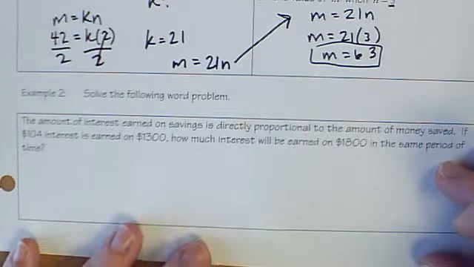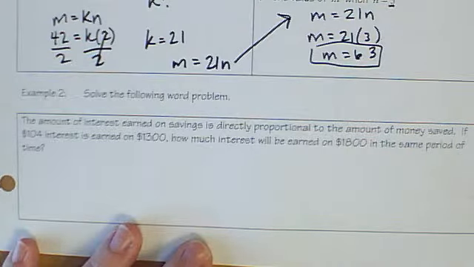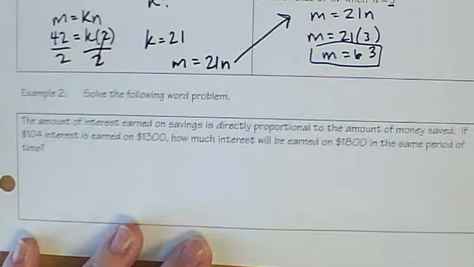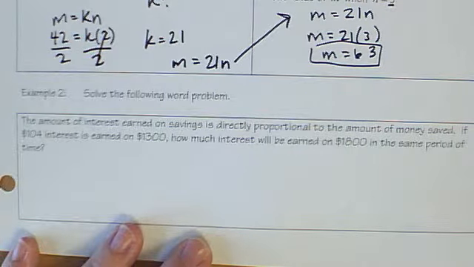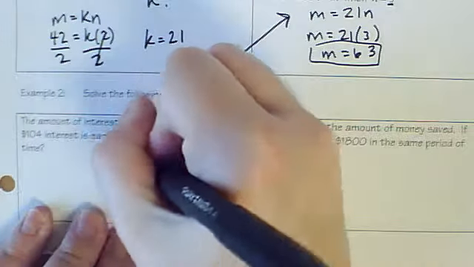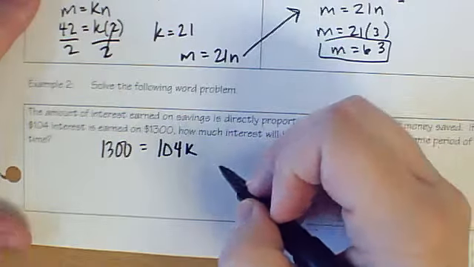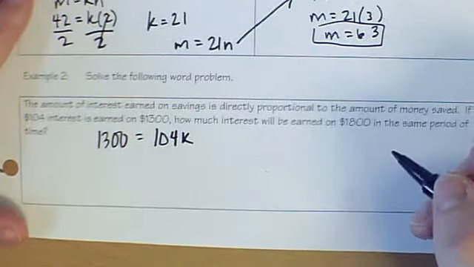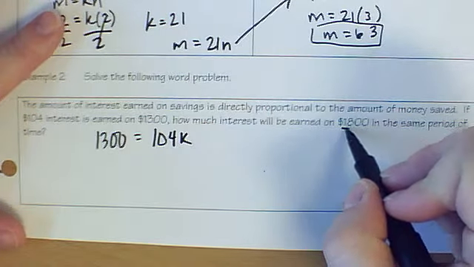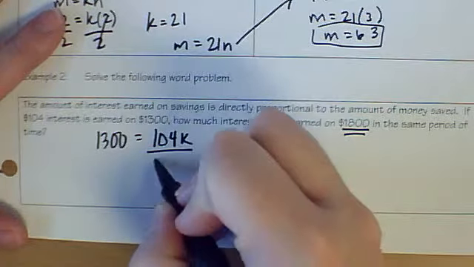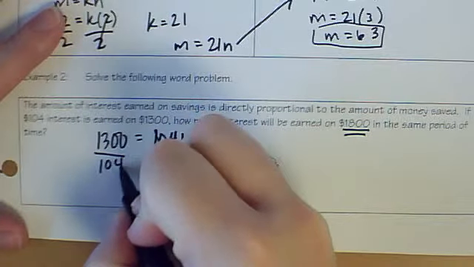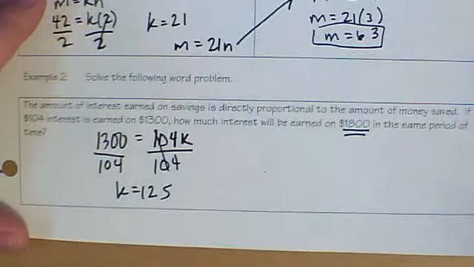Alright, this word problem has to do with interest earned and savings. If we look, the amount of interest earned is directly proportional to the amount of money saved. So $104 is the interest earned on $1,300. When we write that equation, 1,300 equals 104k, or I could put k in the front, the order means the same thing. Then I want to find out what that k is so I can figure out the answer to the second part. If I divide by 104, I have k equals 12.5. So that's going to be my interest rate.